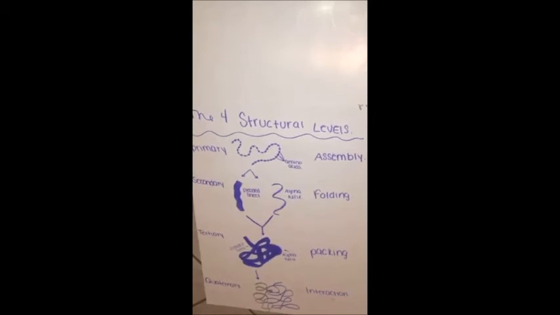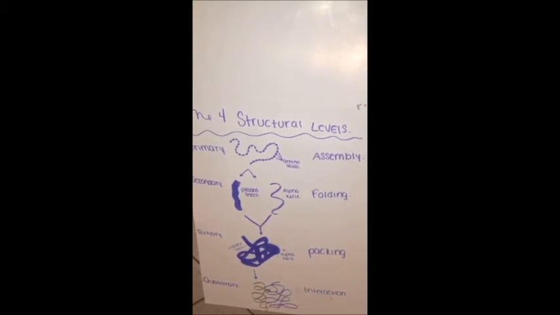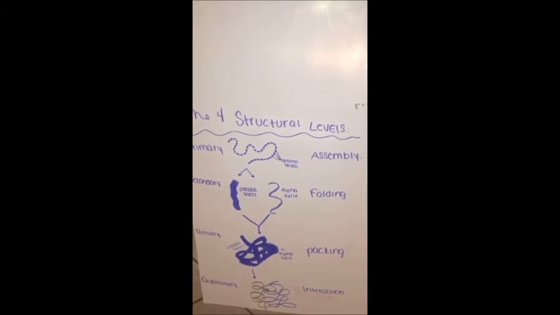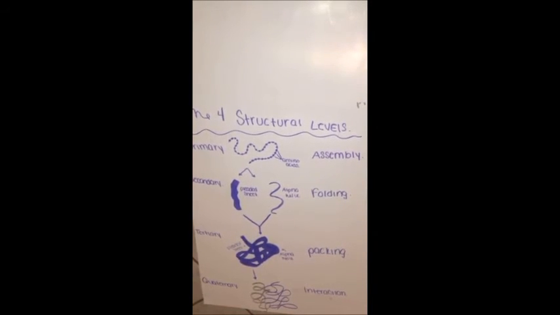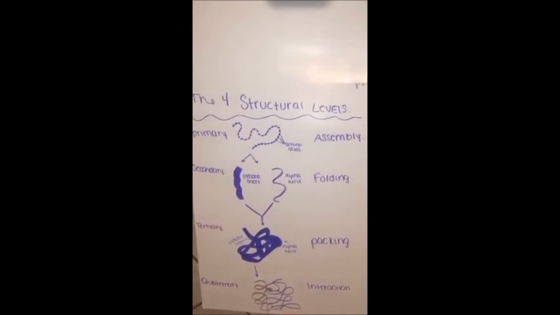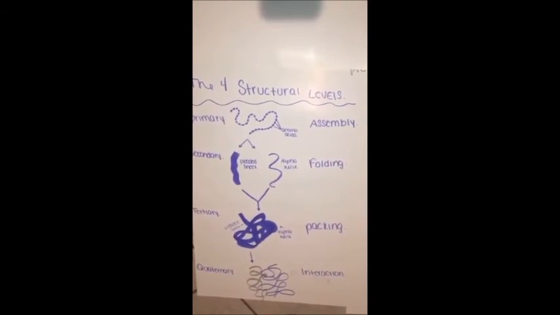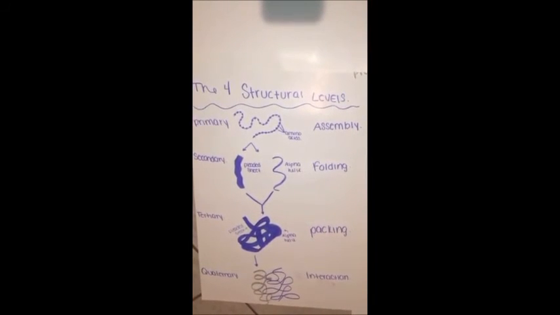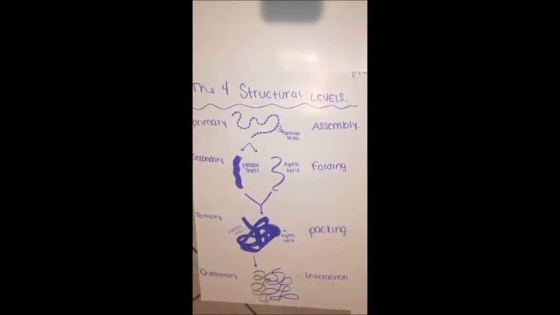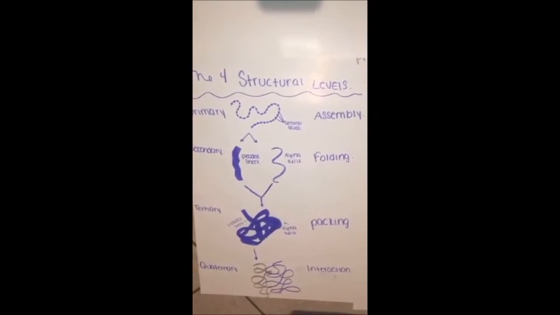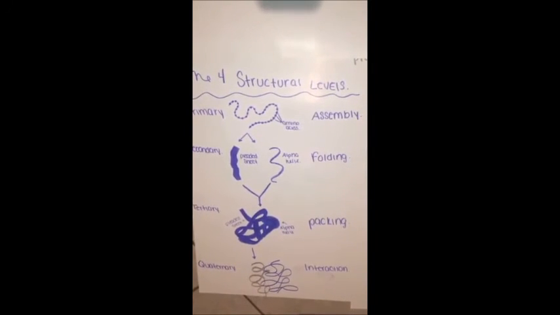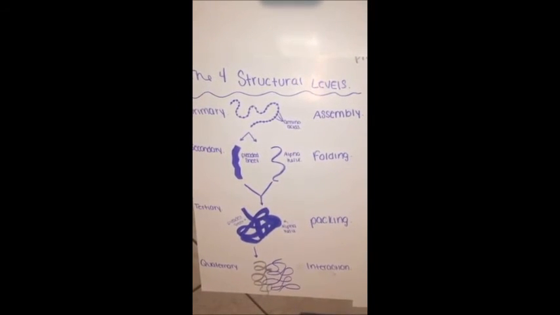Next is tertiary. A protein's geometric shape. The structure has a single polypeptide chain with one or more secondary structures, the protein domains. Next is quaternary. It's the number and arrangement of multiple folded protein subunits in a multi-subunit complex. Next is fibrous.